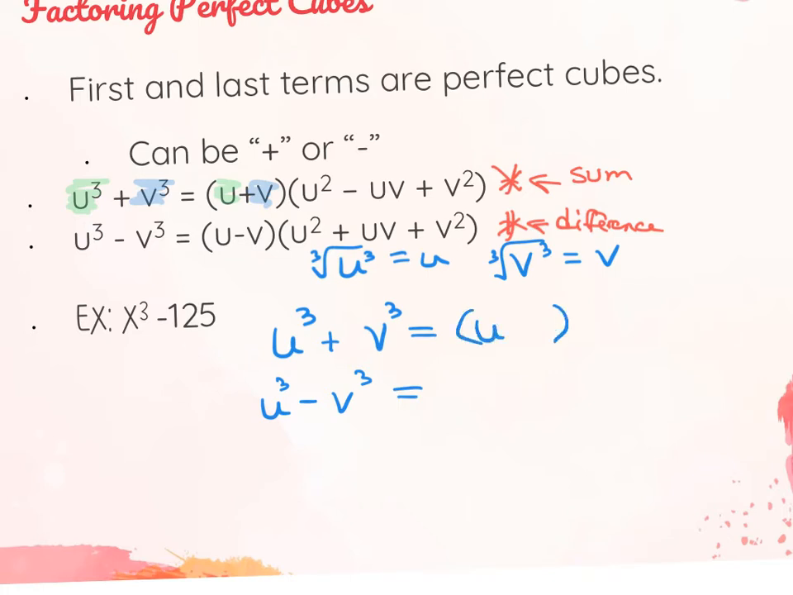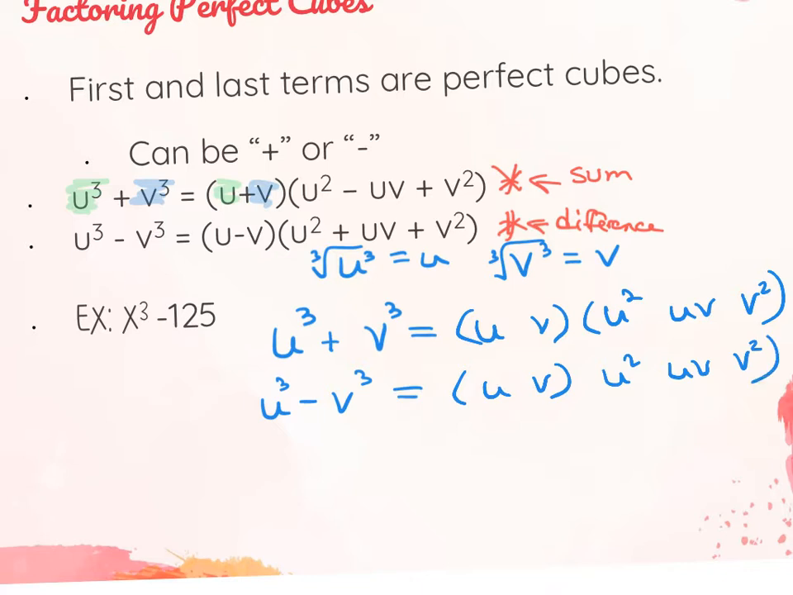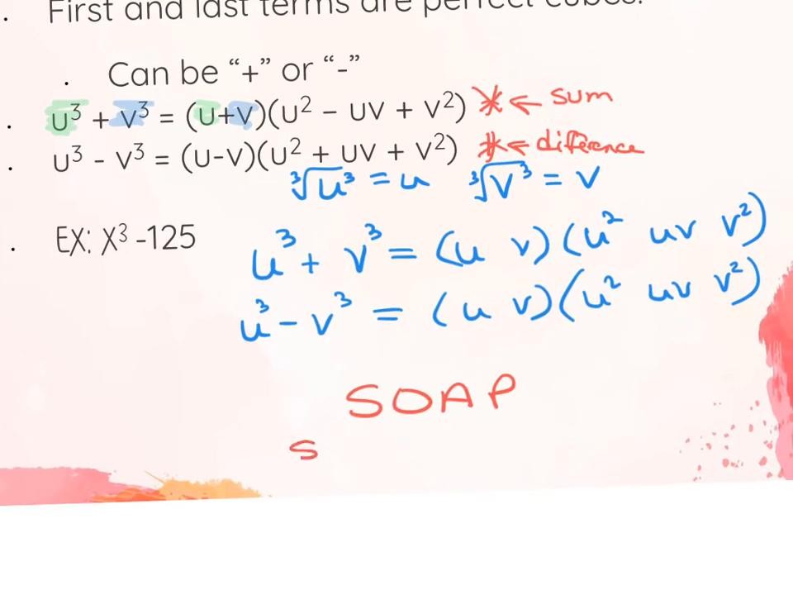Now, let me go ahead and put it in without signs to show you it's the same letters. U squared, uv, v squared, u squared, uv, v squared. Now, to fill in the signs, we're going to think of the acronym SOAP. The S stands for same sign as the original problem. So if we start with a plus sign, then what goes here is a plus sign. If we start with this minus sign here, then a minus sign goes here. So this is the S.